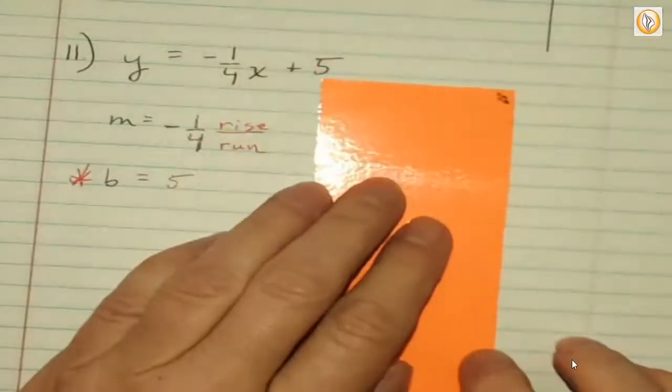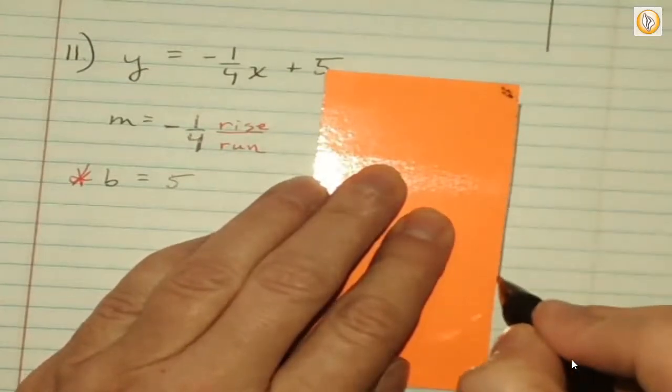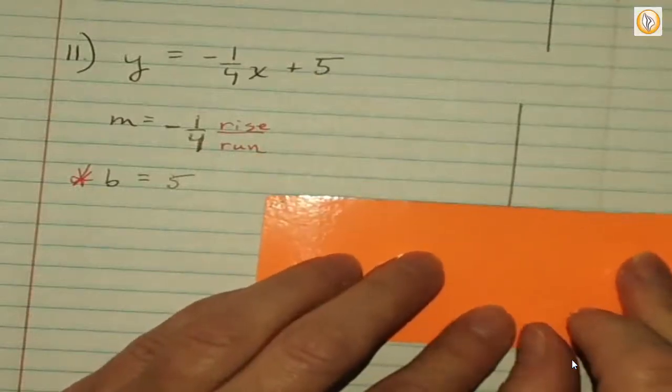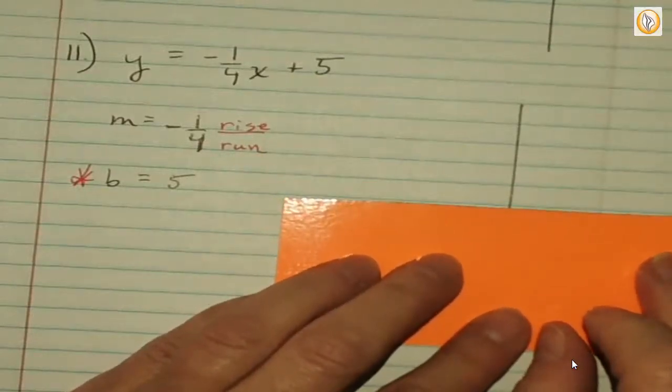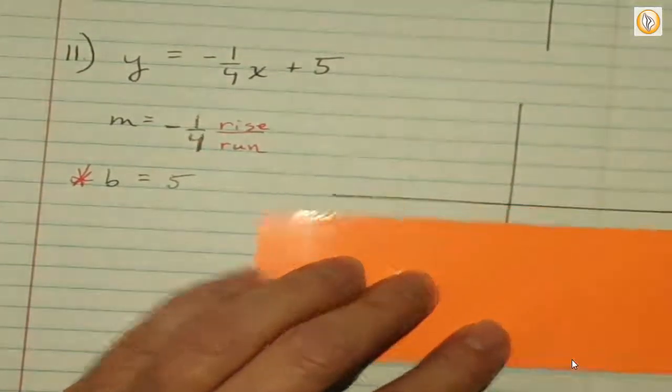Now let's graph. Hopefully you're already done graphing because I'm slow, and your graph is going to look just like mine. Maybe not just like, maybe better, maybe worse. Well, hopefully not.